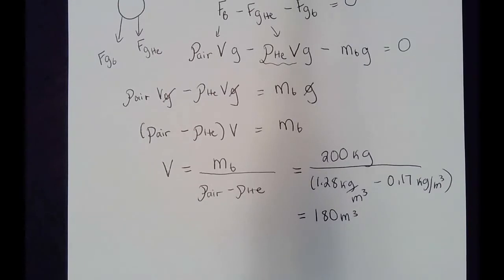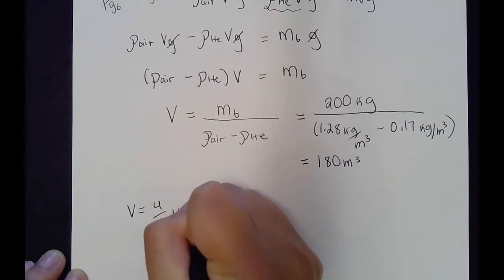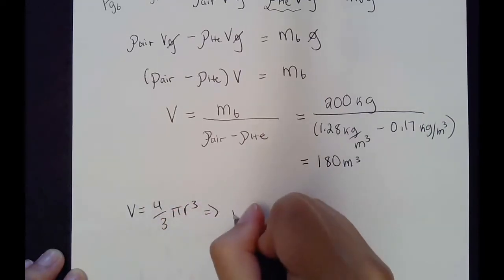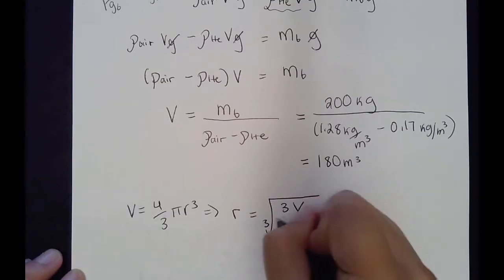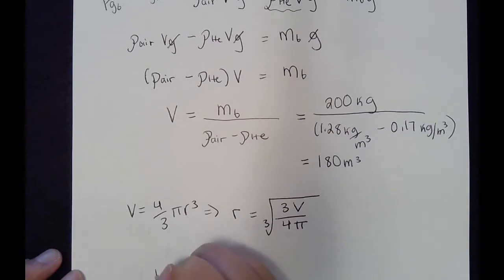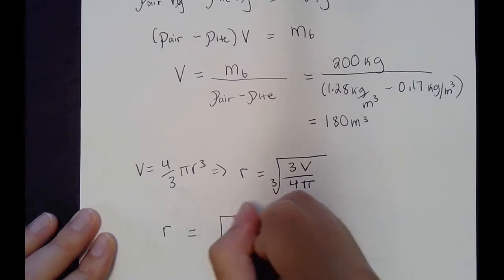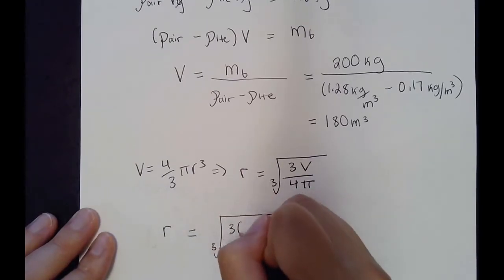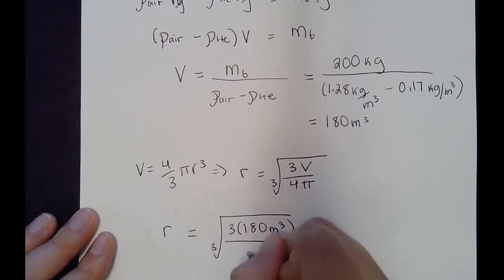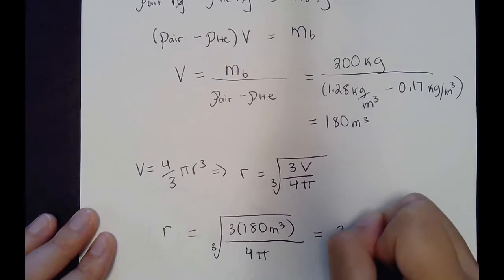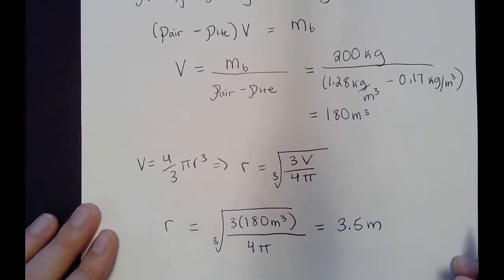So we have the volume, and now since it's a sphere, we know the volume equals 4 over 3 pi r cubed. So rearranging for r, I have r is the cubed root of 3V over 4 pi. And then we can plug in numbers again at that step. So the radius will be the cubed root of 3 times 180 meters cubed divided by 4 pi, which is 3.5 meters for the radius of that helium balloon.